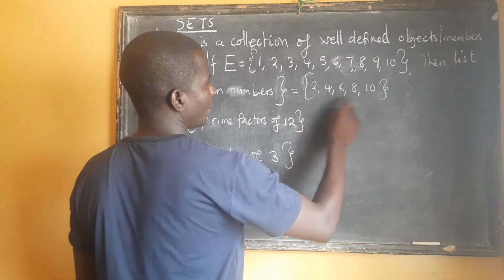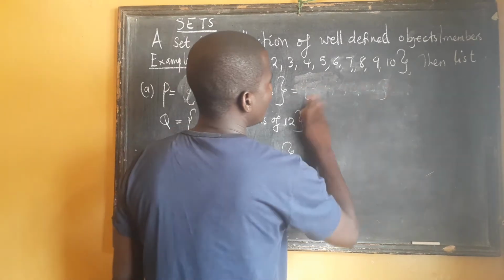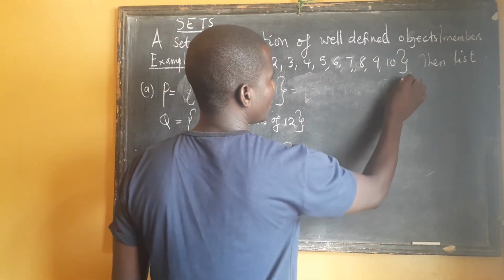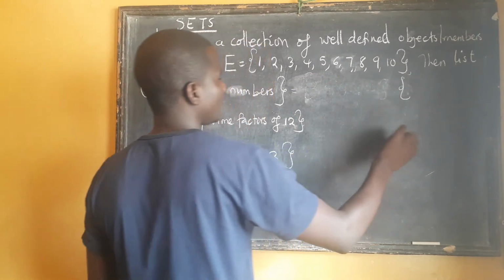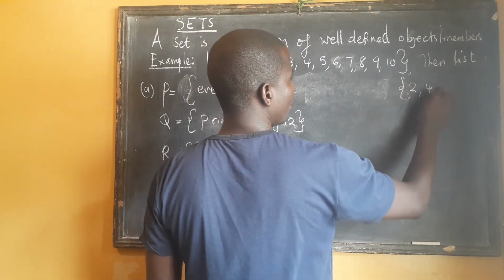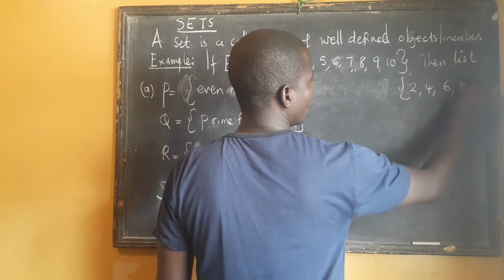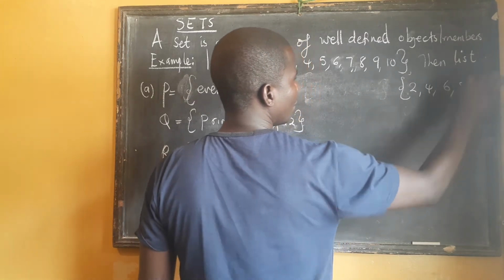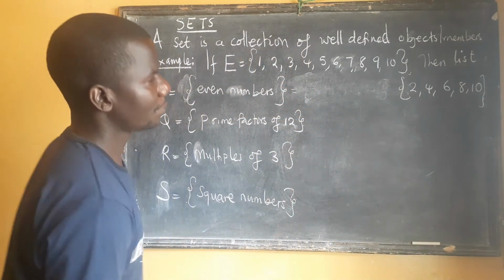This is the set that we are talking about, a set of even numbers. I can write it here. We have 2, 4, 6, 8, and 10. Okay, that's the first one.